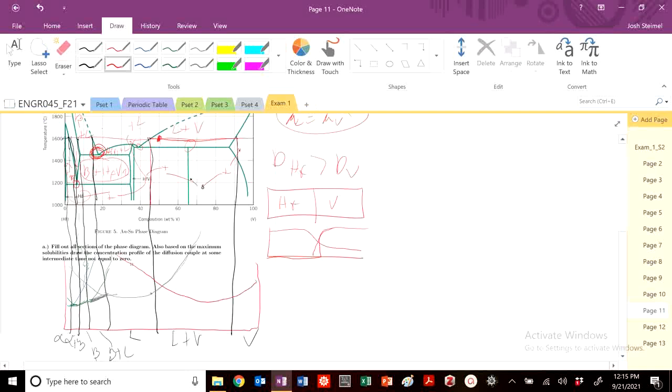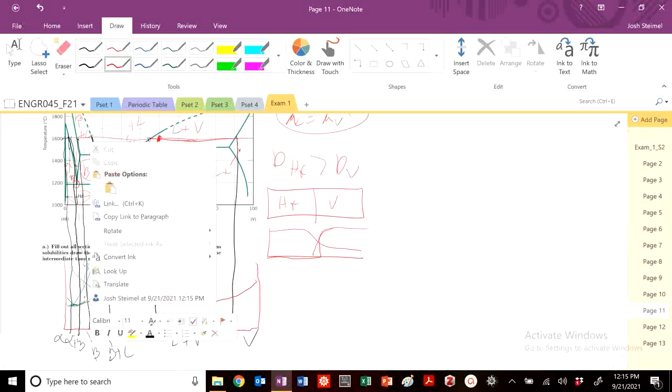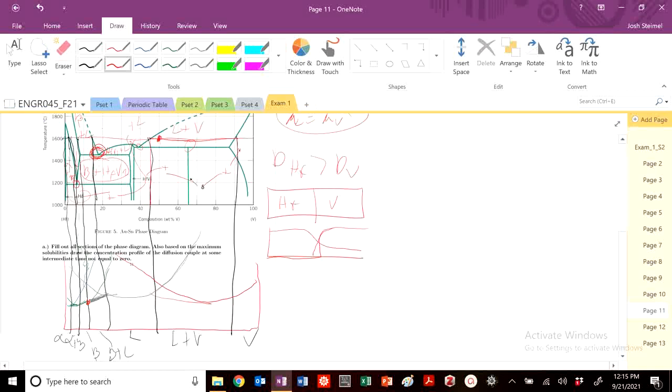So I have, again, a common tangent between this point and this point. Excuse me, between these two points here. So the common tangent exists throughout these two points. For this two-phase region, common tangent here. Actually, let me redraw my line like this. Let me redraw this one too. I'm going to continue drawing here.